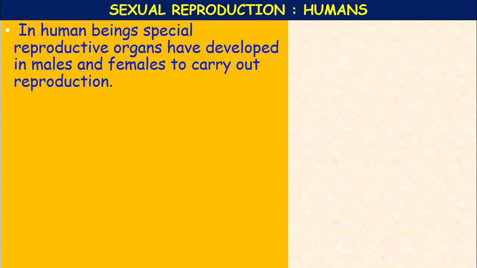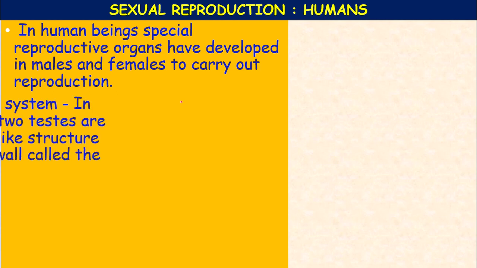So after attainment of maturity, all sexually reproducing organisms exhibit events and processes that have remarkable fundamental similarity. These sequential events of reproducing organisms are divided into three distinct stages. What are they? Pre-fertilization, fertilization, and post-fertilization events. Okay. So in human beings, special reproductive organs have developed in males and females to carry out reproduction.